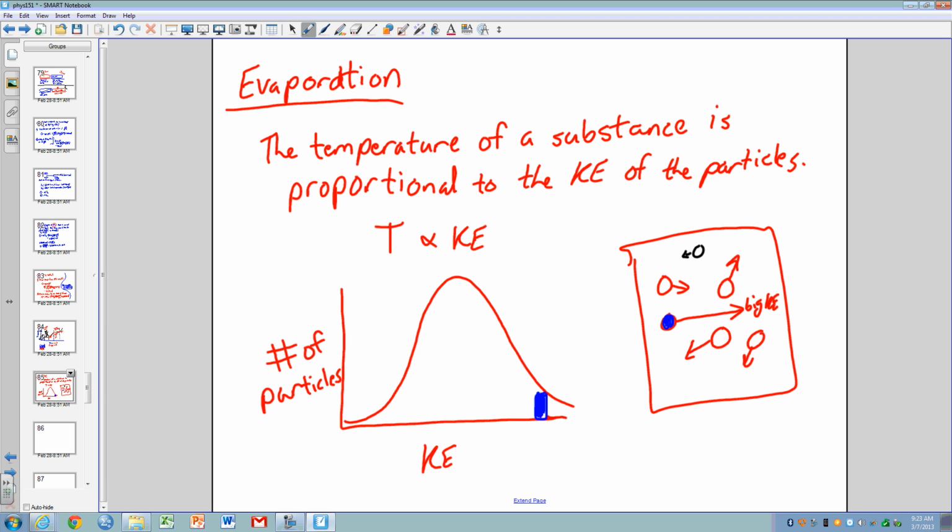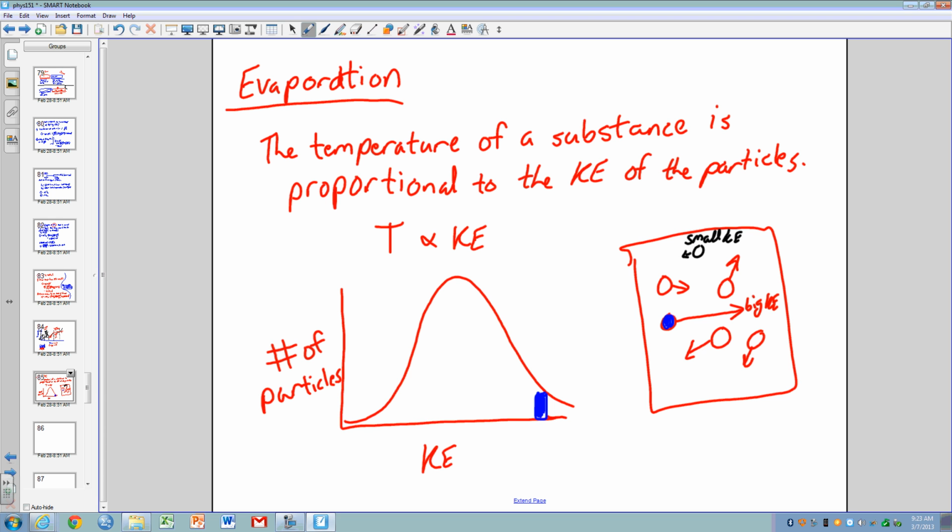Amy, is it big or small? Right, it has a very small kinetic energy. So this has a very small kinetic energy. So where would that particle, the little black particle, be on this graph? Would it be to the left or to the right of the graph? Yeah, it's going to be on the left-hand side where the kinetic energies are small.